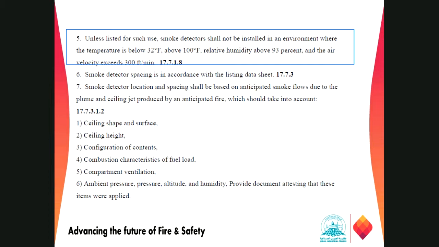17.7.1.8 of NFPA. So we cannot install a smoke detector in those locations, because it will cause nuisance, it will cause false alarms in most cases. So if the velocity is more than 300 feet per minute, we are not going to use that one. Or if the temperature is below 32 degrees Fahrenheit or above 100 degrees Fahrenheit, better to not go with the smoke detector if it is limited by NFPA 72. The spacing of the smoke detector shall be as per 17.7.3 of 72.